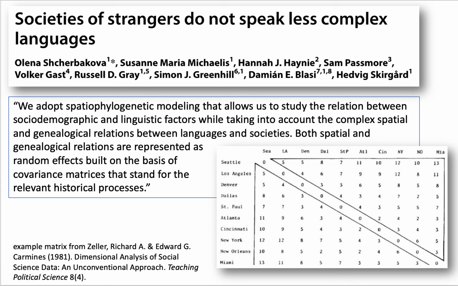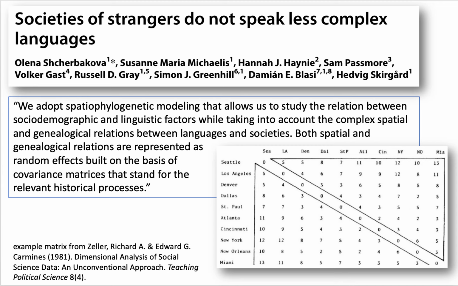The idea here, so this is a quote directly from the methodology, where they say we adopt spatial phylogenetic modeling that allows us to study the relation between socio-demographic and linguistic factors while taking into account the complex spatial and genealogical relations between languages and societies. So how do they do that, right?